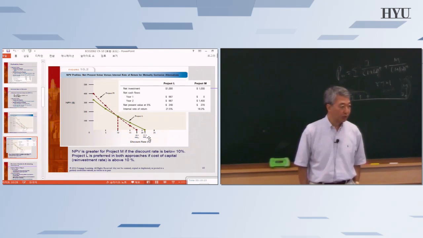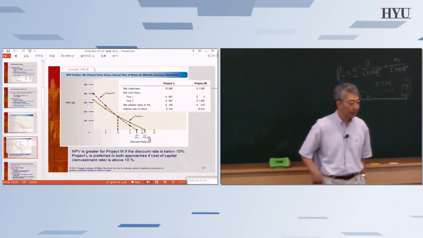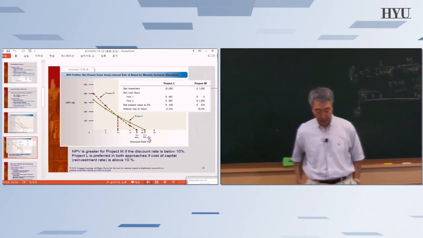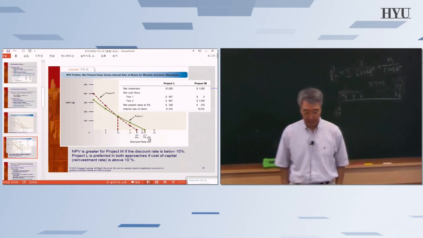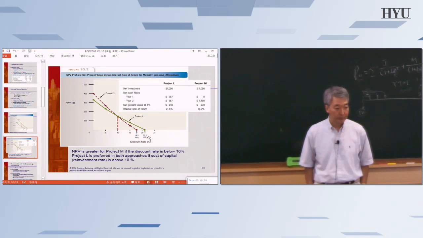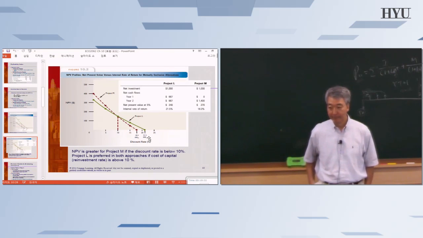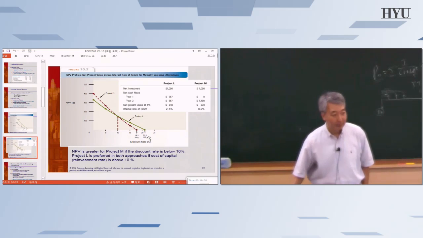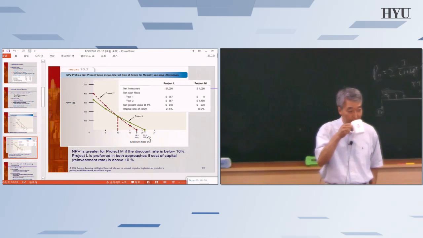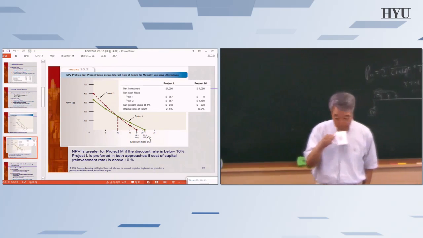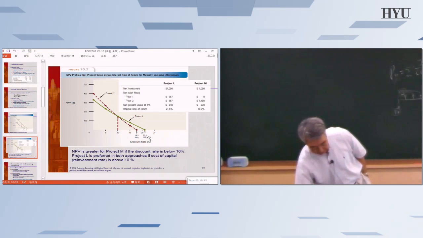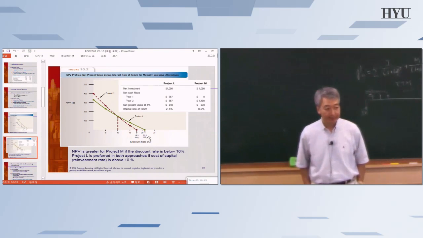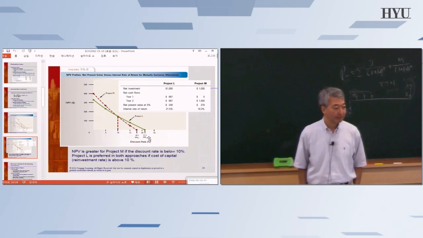So what should you do in that case? Suppose your cost of capital is 5%. Which one do you trust? NPV or IRR? Why? Actual money?